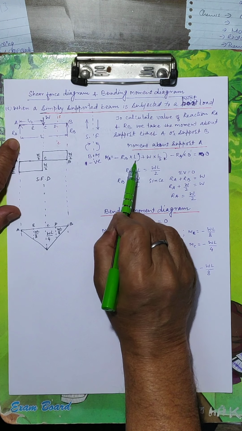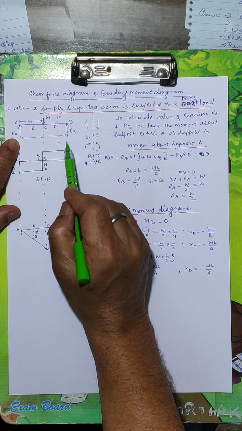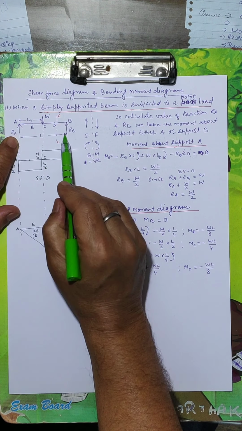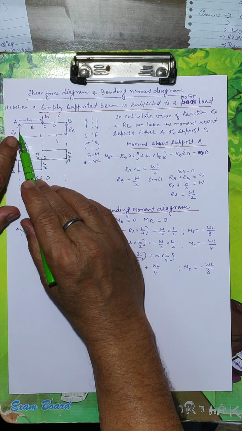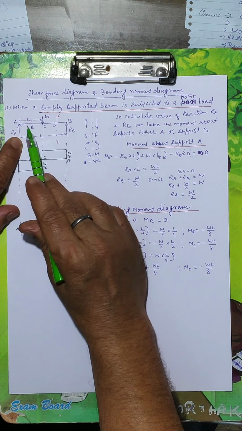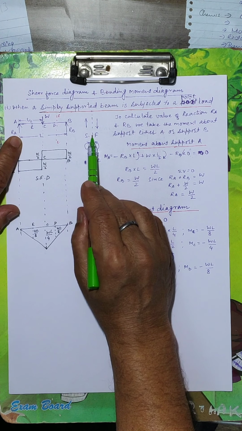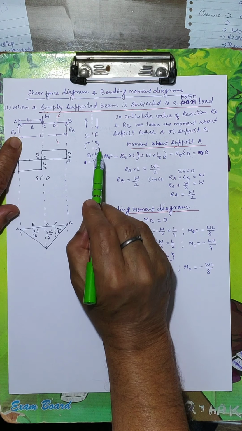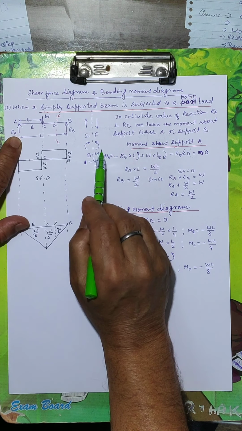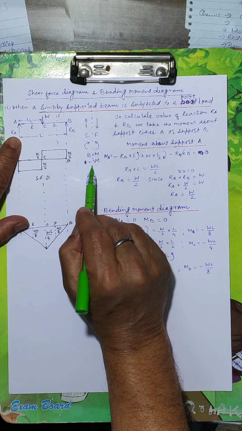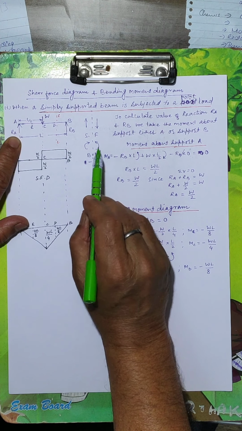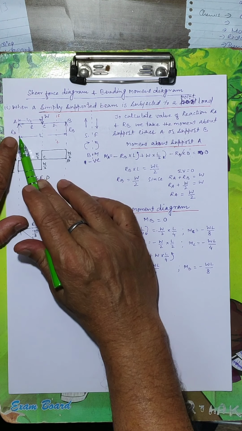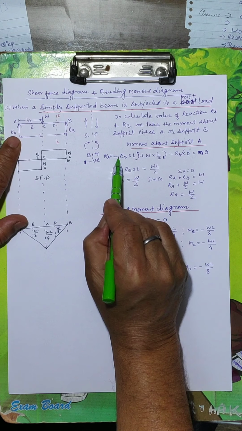Then RB into L. Direction: when taking the moment of RB about A, it goes in the anti-clockwise direction. The section is at A, and the moment is anti-clockwise on the right side of the section, which will be taken as negative. So here the negative sign comes for RB into L.